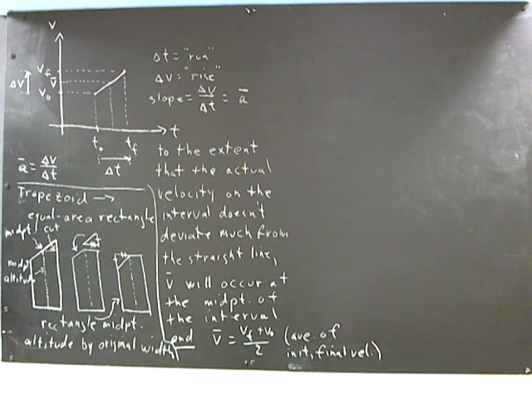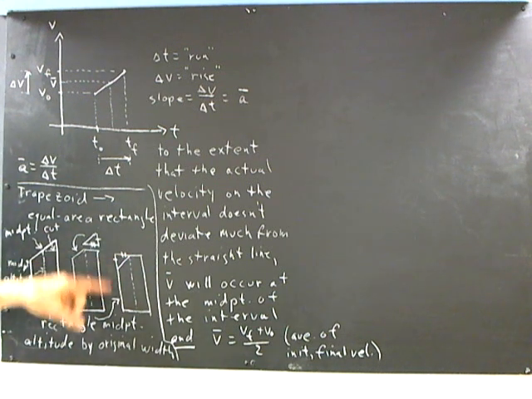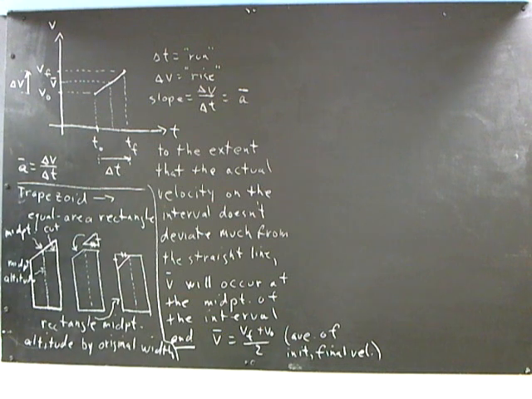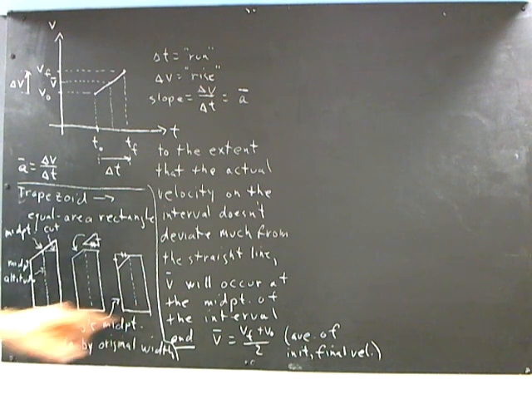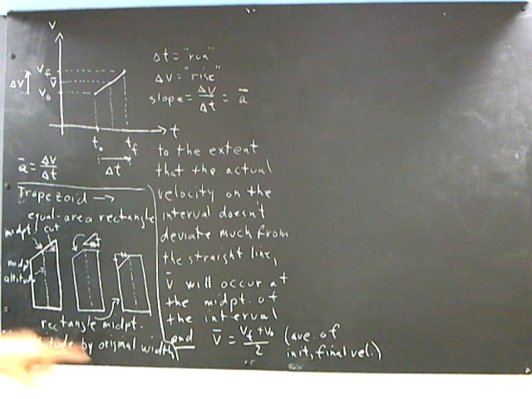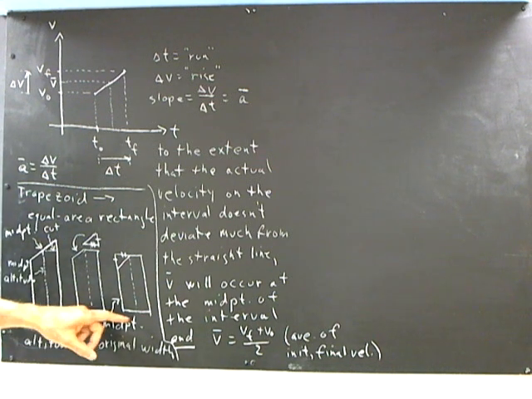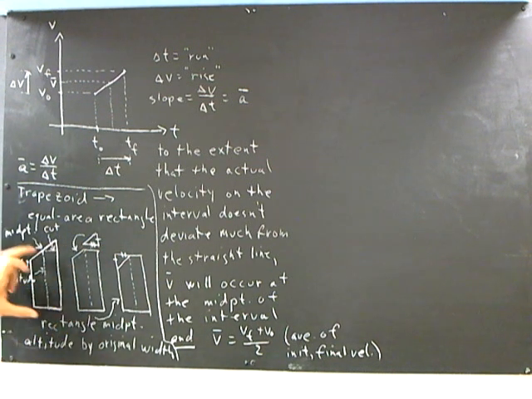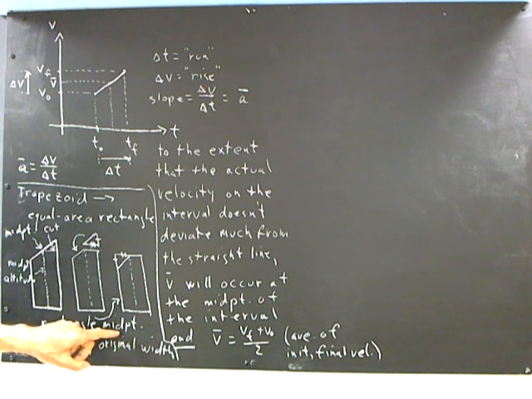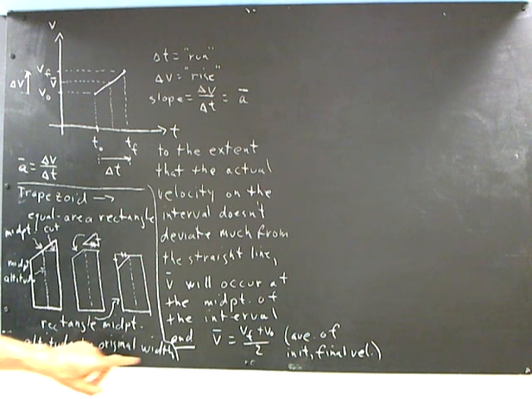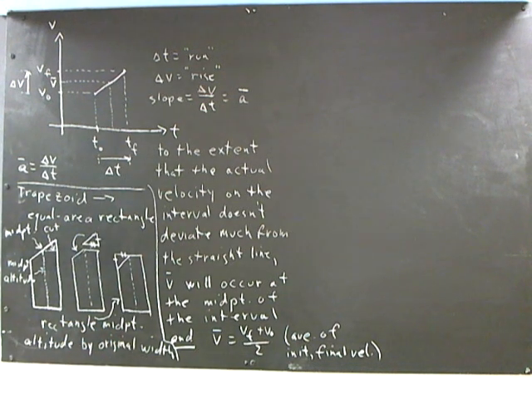And it should be obvious then that what we have now is a rectangle whose area is equal to that of the original trapezoid and whose width is equal to the original width of the trapezoid and whose altitude is equal to the midpoint altitude of the original trapezoid. So the rectangle has dimensions midpoint altitude by the original width. And we'll talk in a minute about what the significance of that is for the idea of velocity and motion.